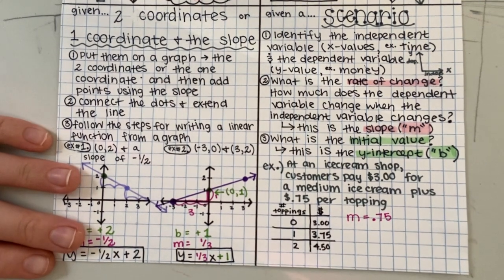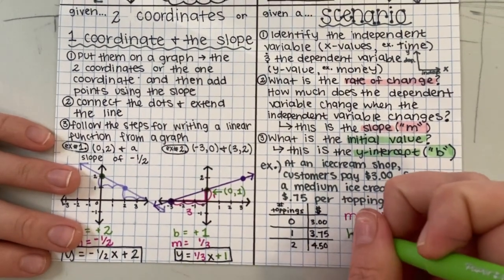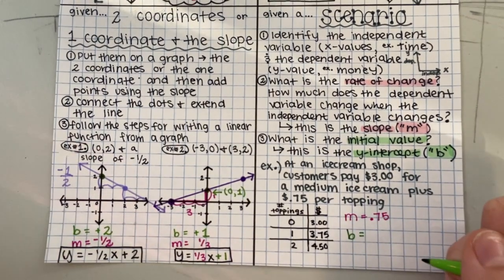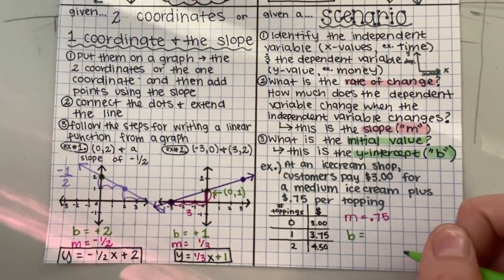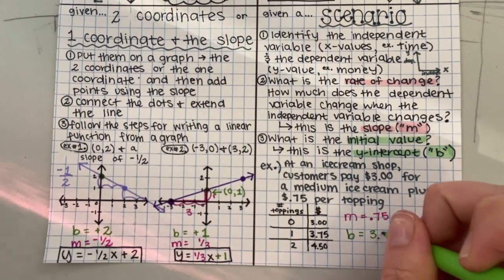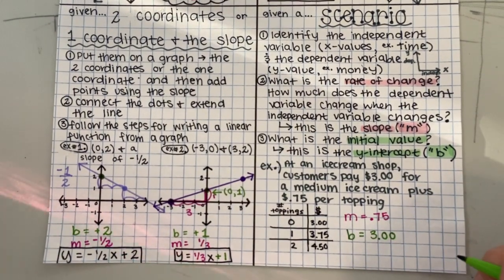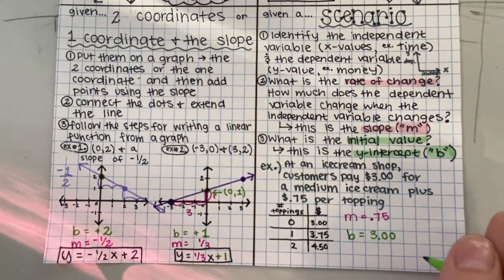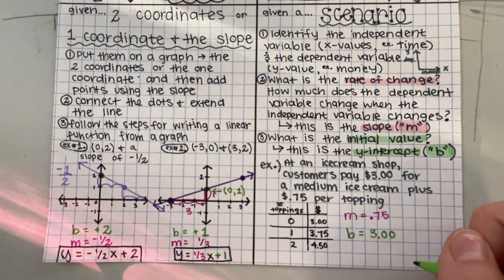My starting point, what my initial value is, $3. Because before I even add any toppings, I know that the cost is going to be at least $3.